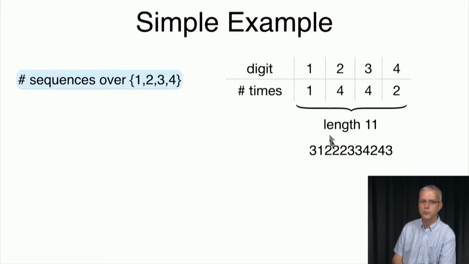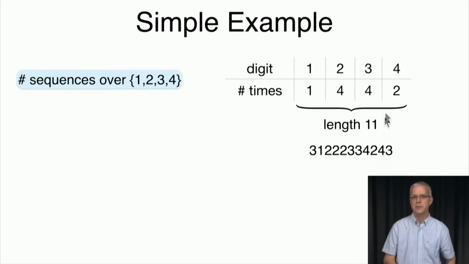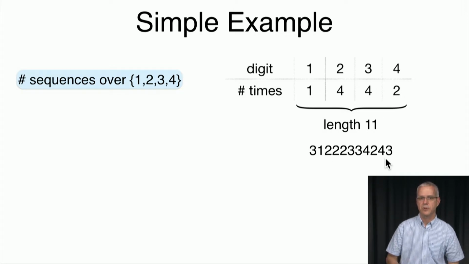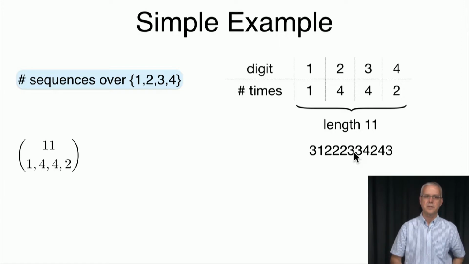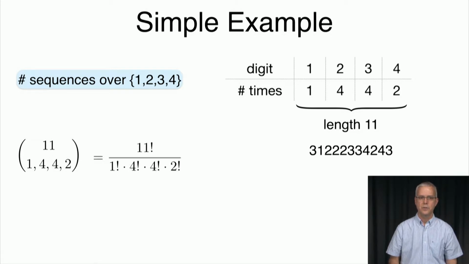You can verify that 1 appears only once, 2 appears 4 times, 2, 2, 2, and another 2, 3 appears 4 times, and 4 appears twice. 4 appears here and here. Okay, so the number of such sequences is 11 choose 1, 4, 4, 2, which is 11 factorial divided by 1 factorial, 4 factorial, 4 factorial, 2 factorial.